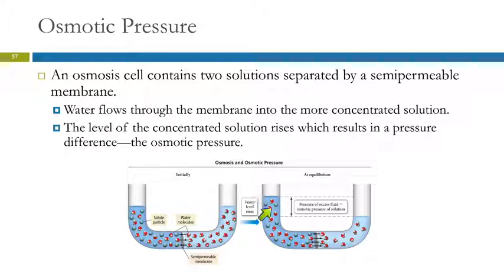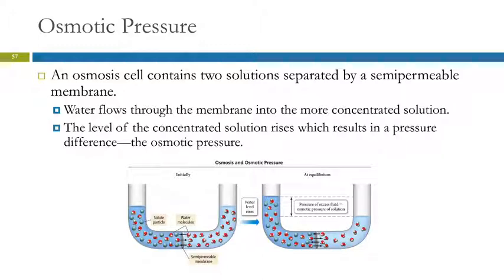because you have gravity pulling down here. The difference in the levels here represents a difference in pressure, and we call that the osmotic pressure. Another way to think of osmotic pressure is it's the amount of pressure you'd have to exert on this side of the tube to prevent the osmosis from happening. So we can think in terms of diluting the solution.